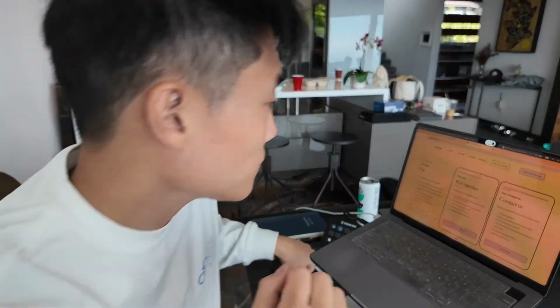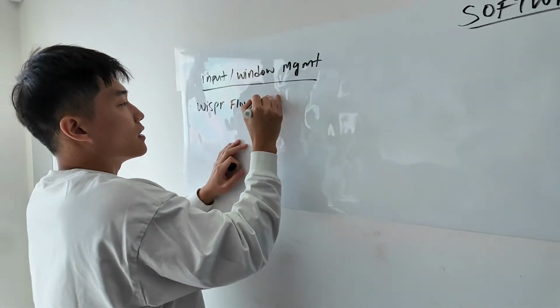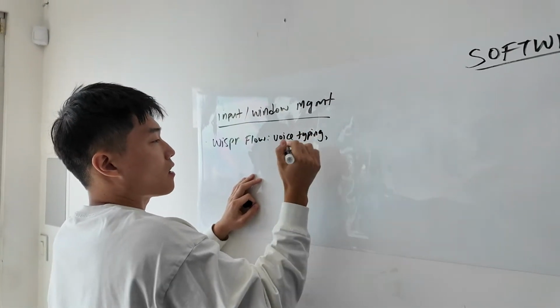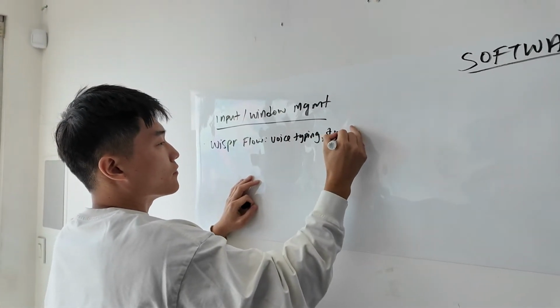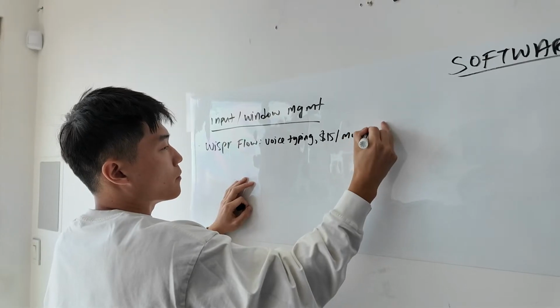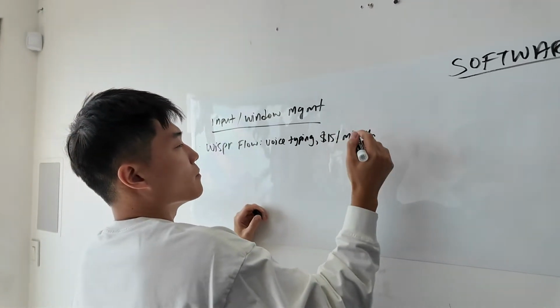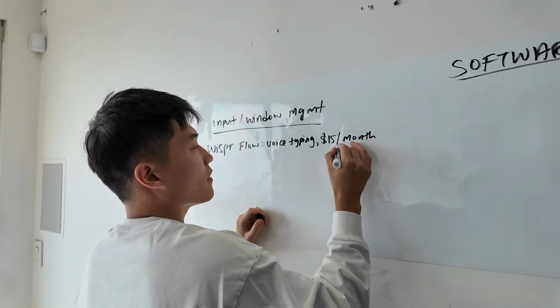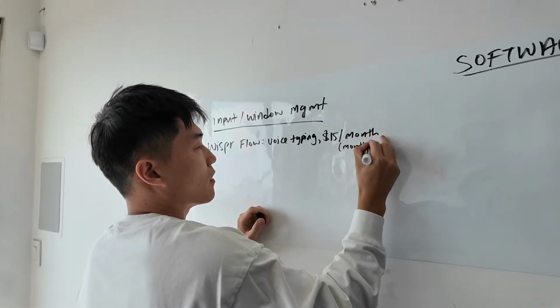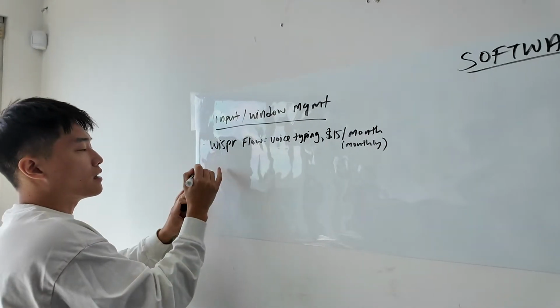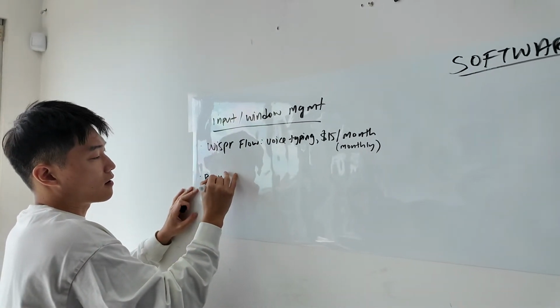Okay, Whisperflow is voice typing, $15 per month on the monthly plan. The next one is Rectangle, and this one's free.